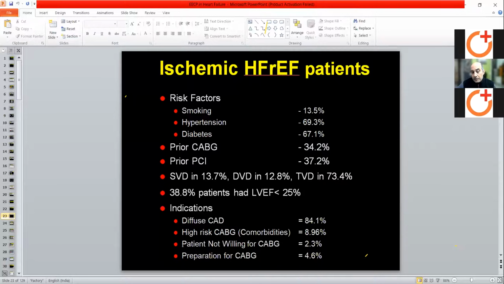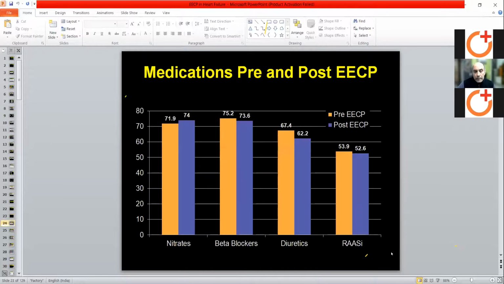And for preparation for bypass, just like this gentleman, we have many patients who are too sick for bypass surgery. We do counterpulsation, stabilize them before the bypass surgery, and then do the bypass surgery in them. Nearly 4.6% of patients were in such a category. During the course, there was hardly any change in the medication, but there was a drop in diuretic intake by nearly 5%, which also means there was improvement in the heart failure situation.